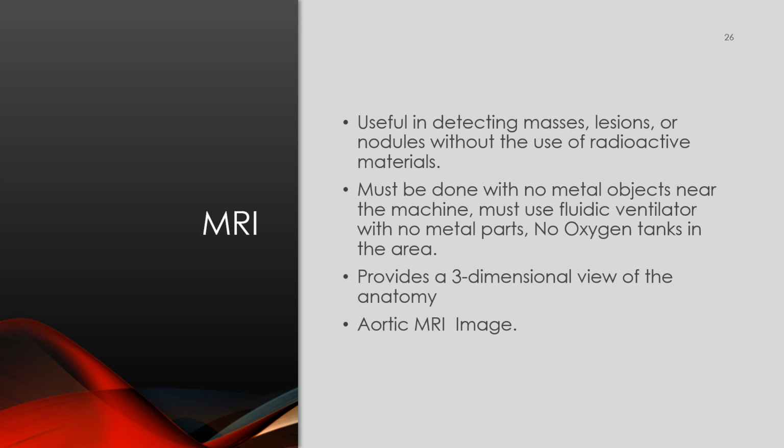It's really good for aortic MRI imaging. Basically, this is the ability to look at the entire aorta without using any kind of radiation or contrast. A normal reference range is imperative in the diagnosis and prognosis of aortic disease and the timing of surgical interventions. So one of the key benefits of an MRI is aortic MRI imaging. Don't bring oxygen tanks in there. Have a specialized ventilator. It's very good for detecting masses, lesions, and nodules without the use of radioactive material. That's what you need to know about MRIs.